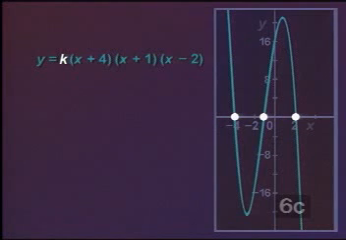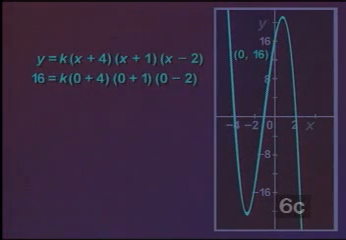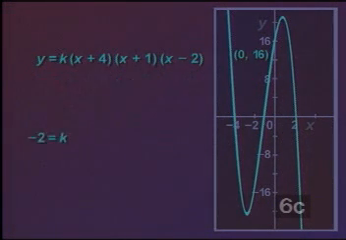To find k, we need to know another point in the graph. From the graph, we see that the y-intercept is 16. This point then has coordinates (0, 16). If we substitute 16 in for the value of the function y, when x is equal to 0, we obtain 16 equals k times (0 plus 4) times (0 plus 1) times (0 minus 2). Simplifying, 16 equals -8k, and therefore k must be equal to -2.